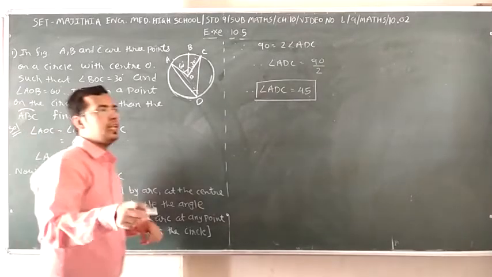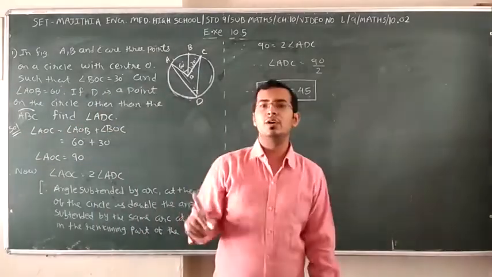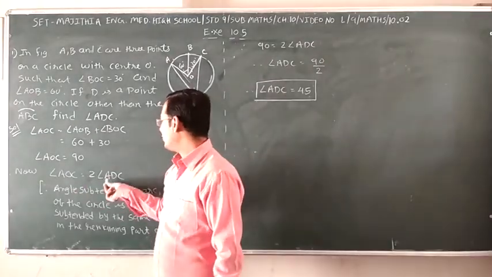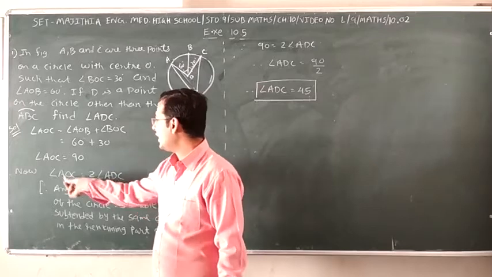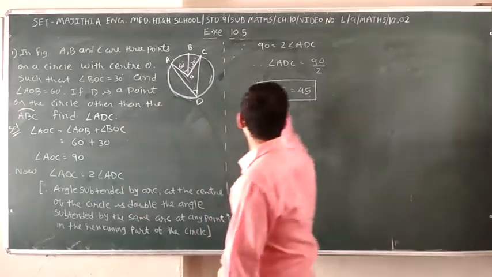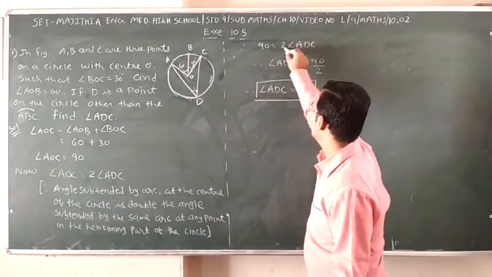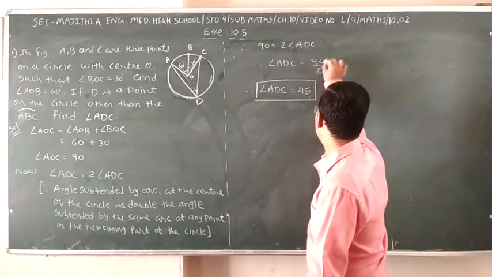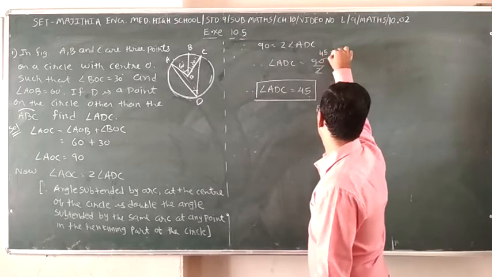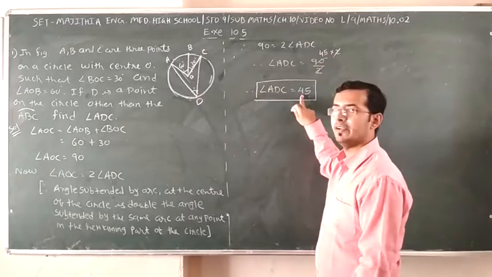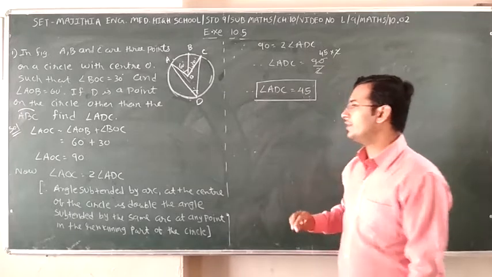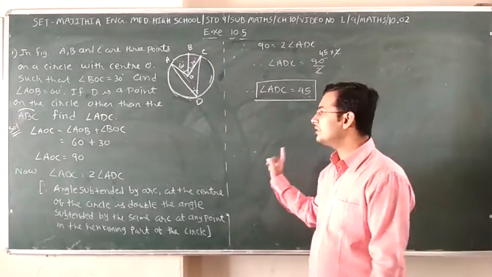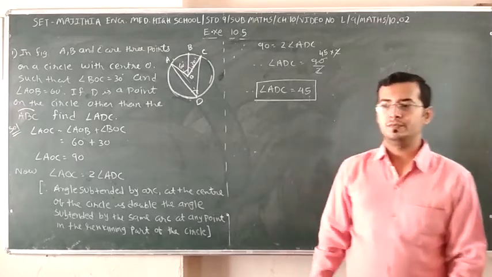If you remember the line of the theorem, you can solve these sums easily. Angle AOC is equal to 2 into angle ADC, and we have to find ADC. We have angle AOC as 90, so 90 is equal to 2 into ADC. The 2 comes down, and the answer is 45. Note it down. It's so simple. If you remember the theorem's line, you can solve this type of sum easily. Do it.